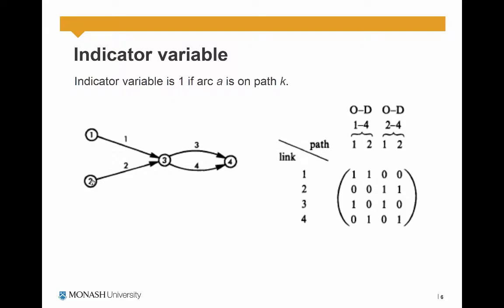How about the first path connecting 2 and 4? It includes link 2 and 3. So 2 and 3 must be 1, the other ones are 0. The path connecting 2 and 4 includes link 2 and 4. So 2 and 4 are going to be 1 here, and 1 and 3 are going to be 0.